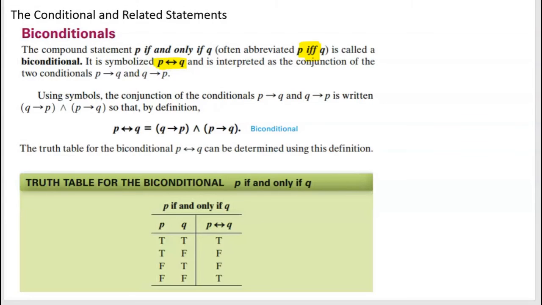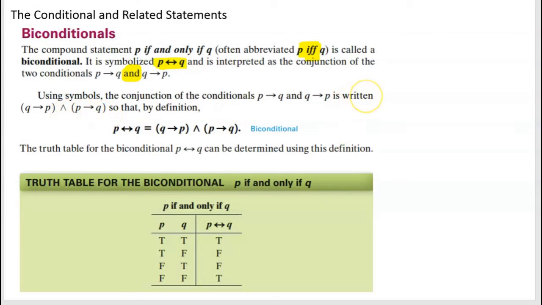The arrow goes both directions. It's two conditionals, P implies Q and Q implies P. It's both of them. And notice the "and" in the middle. That's important too. So it says using symbols, the conjunction of the conditionals P implies Q and Q implies P is written as Q implies P and P implies Q. Okay. And this is what you have.